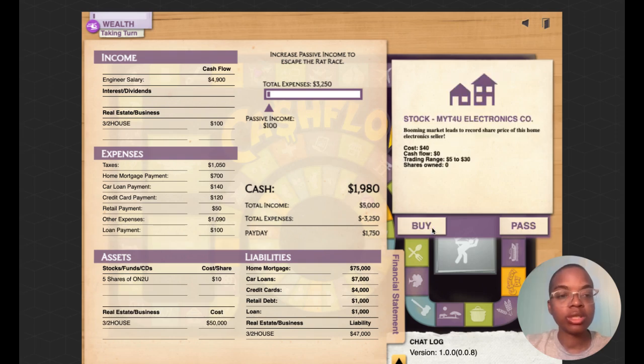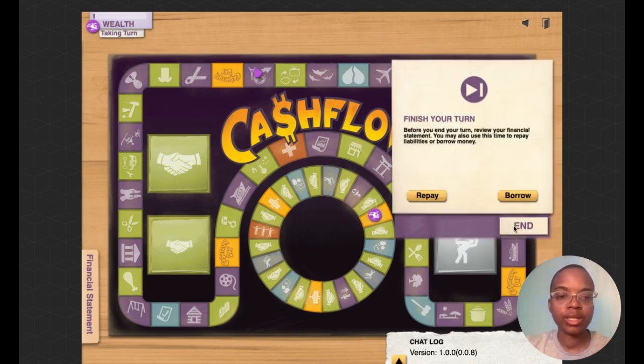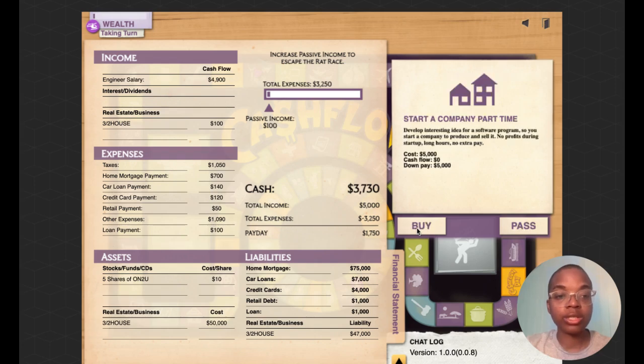So roll, get a small opportunity. So again, you see the cost is 40. The trading range is 5 to 30. I'm going to pass on this one. Just got payday. And I'm going to take another small deal.